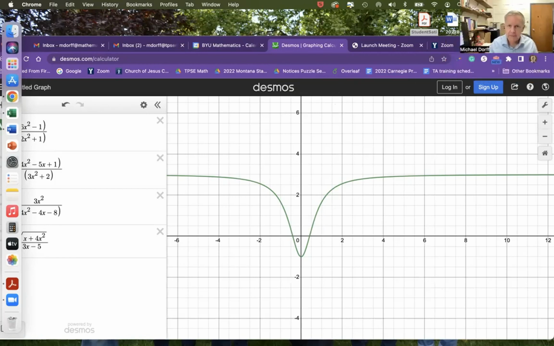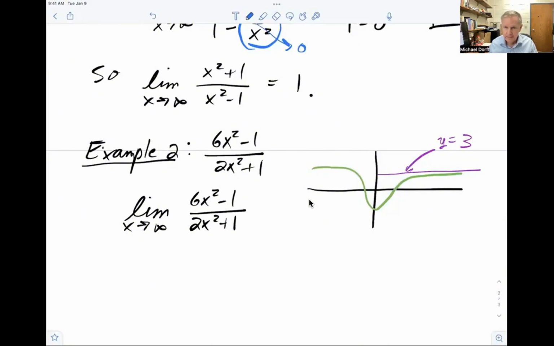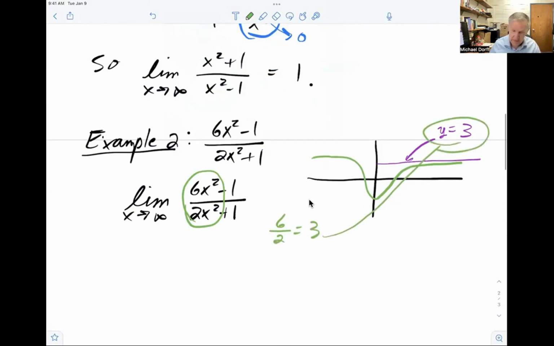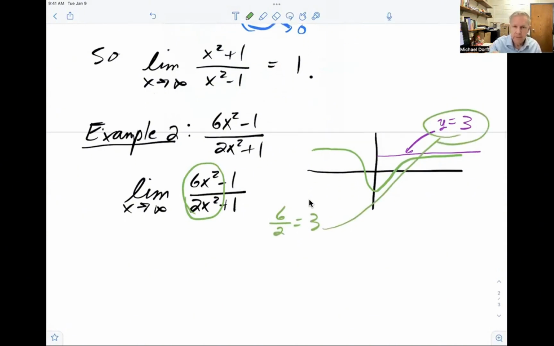So you may ask yourself then, how does this graph that we just saw on Desmos compare to the original function? Well, the graph is getting close to y equals 3, and look at my terms I have here. I have a 6x squared over 2x squared. What do I notice? Well, 6 divided by 2 gives me 3, right? 6 divided by 2 equals 3, and that matches up with this, y equals 3. So that gives me then result number 2.